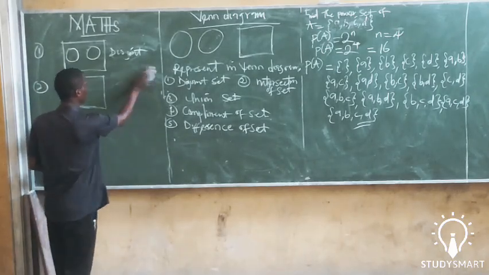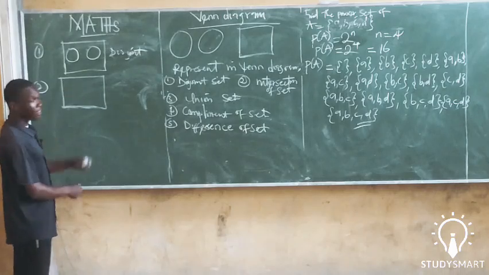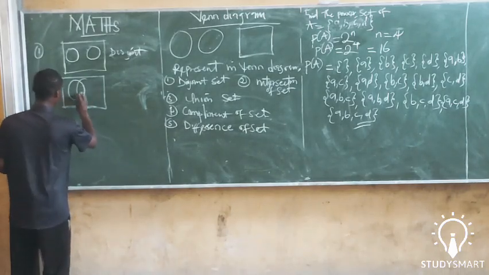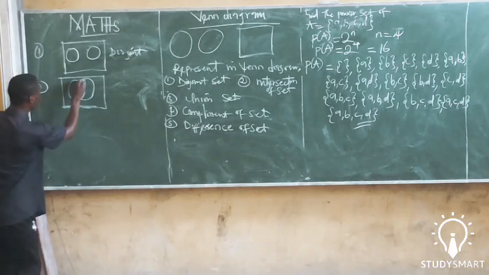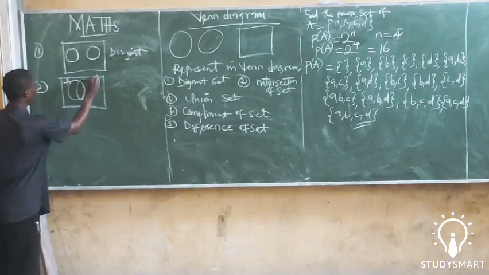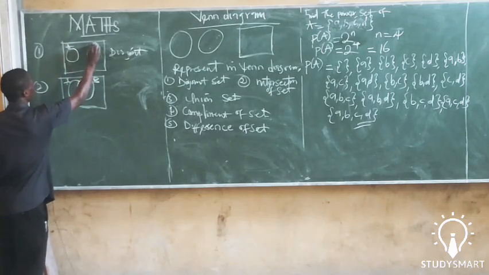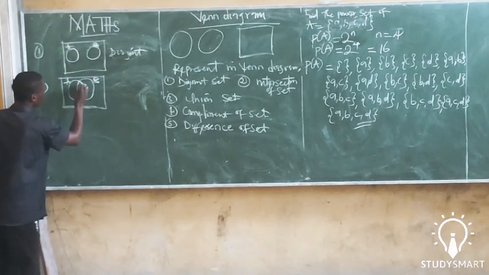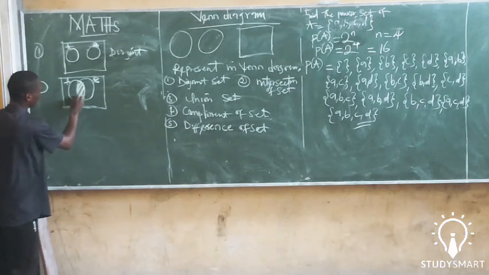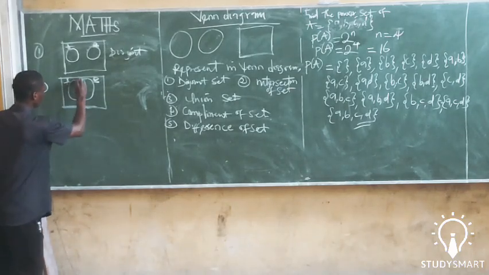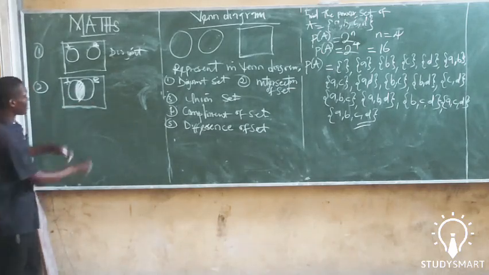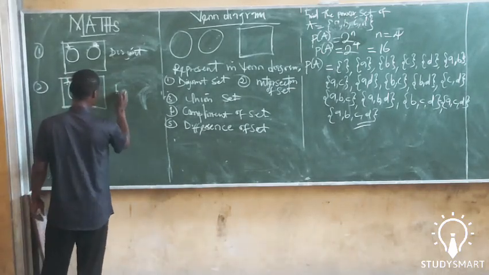So how do I represent such statements in a Venn diagram? I have this and I have this. So this point where A and B are meeting is the intersection point. The overlapping part is the intersection point. That is for intersection of sets.